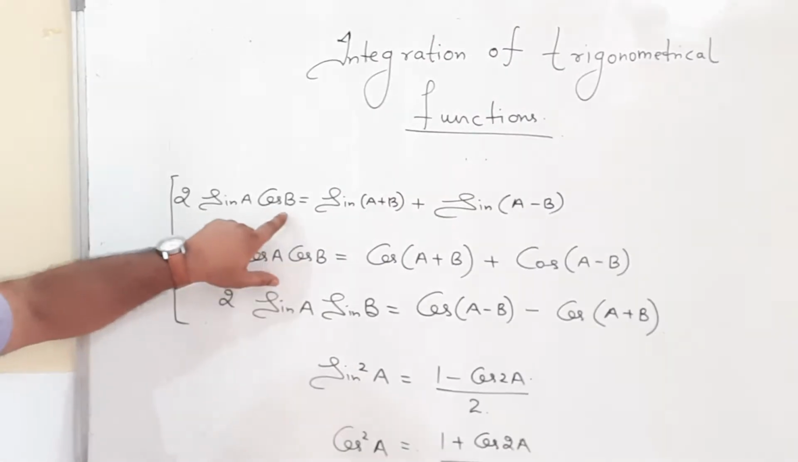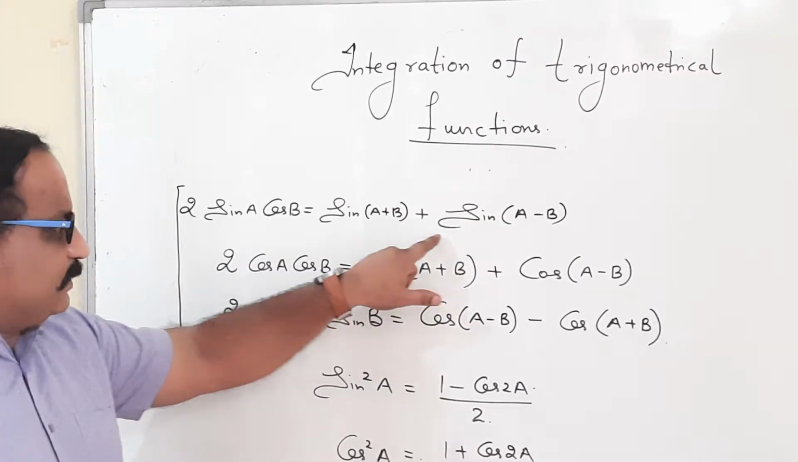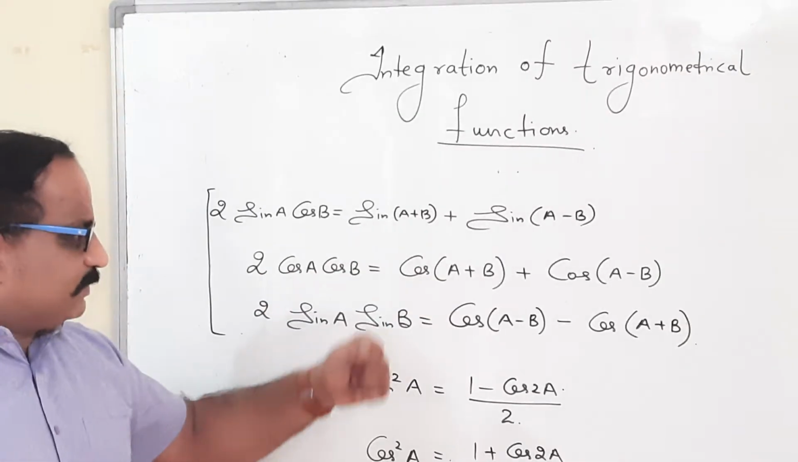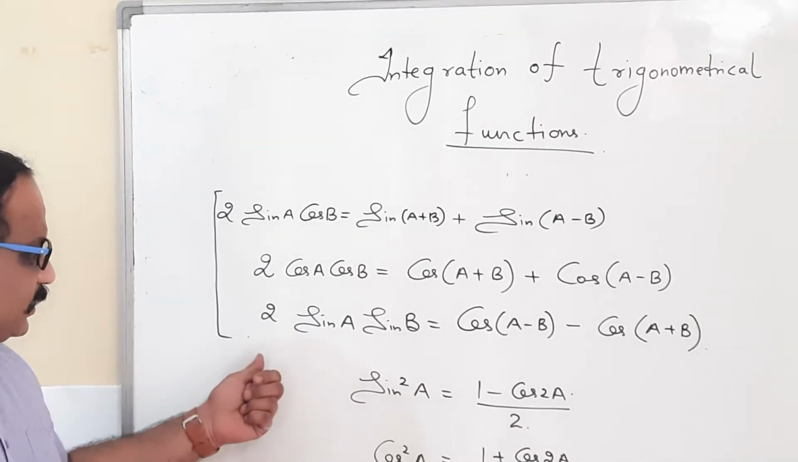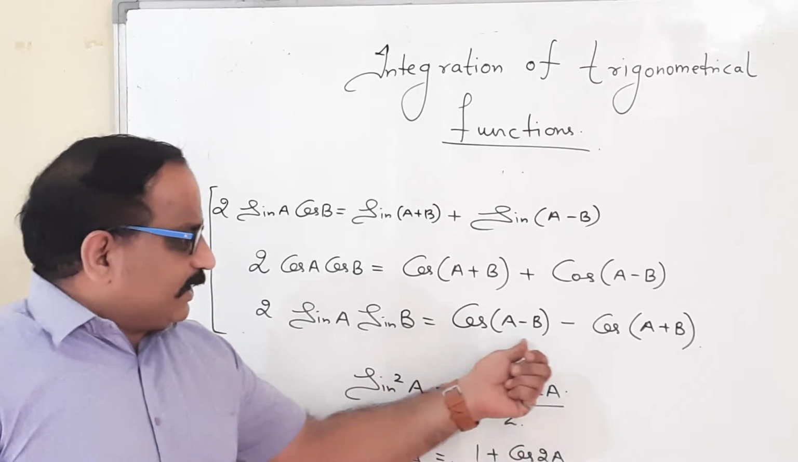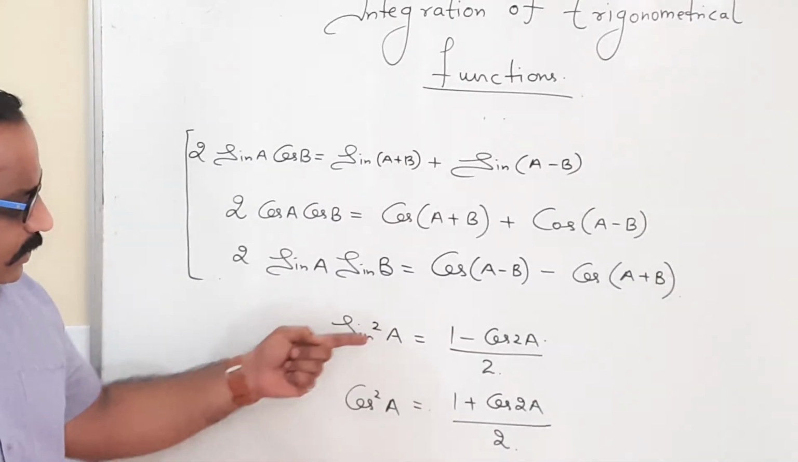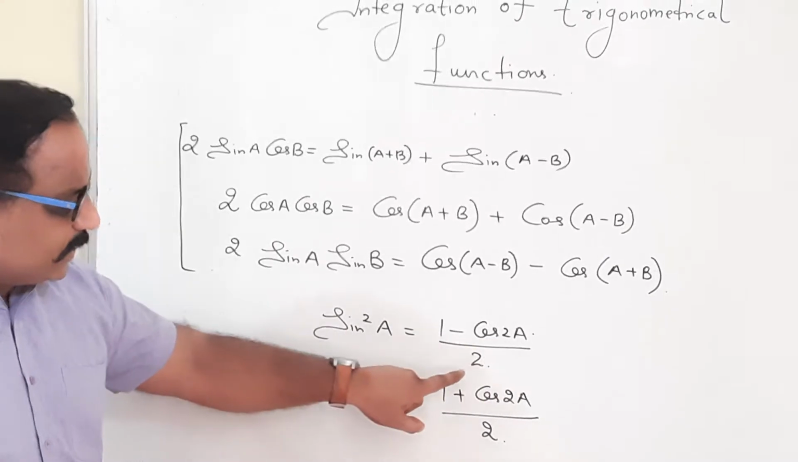2 sin A cos B comes to sin(A plus B) plus sin(A minus B). Similarly, 2 cos A cos B is cos(A plus B) plus cos(A minus B). 2 sin A sin B is cos(A minus B) minus cos(A plus B). Sin square A is (1 minus cos 2A) by 2.